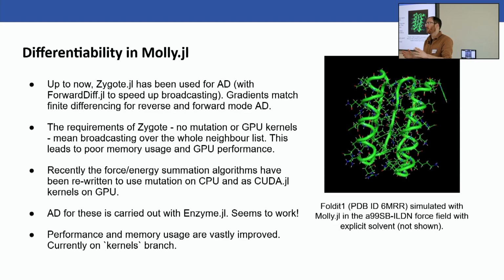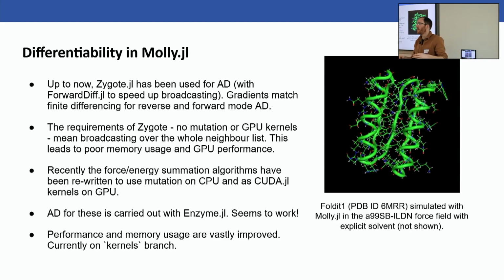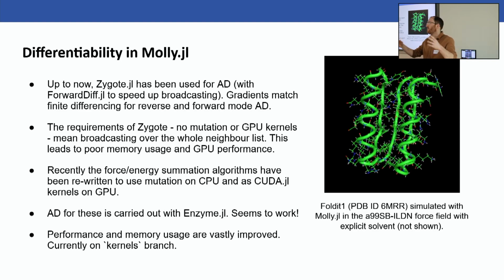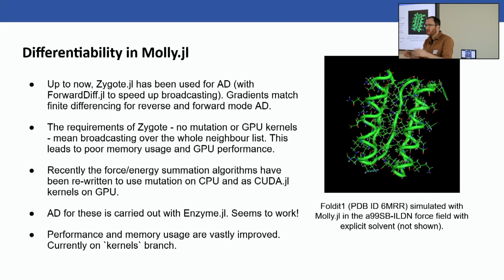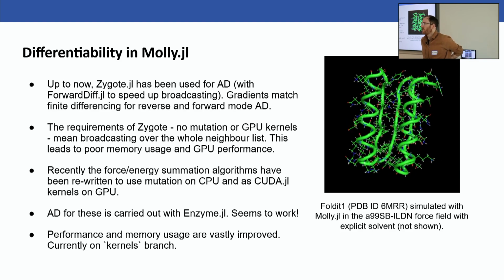And so that means that at some point you have to broadcast over the whole of the neighbor list, or you have to do some other clever chunking of broadcasting over the neighbor list. But you basically have to hold significant parts of the neighbor list in memory as you broadcast over them when you really just want to mutate. And that leads to poor memory usage and GPU performance.